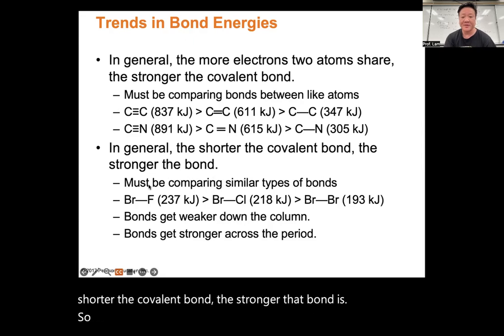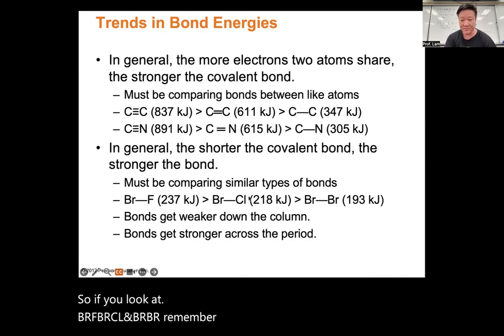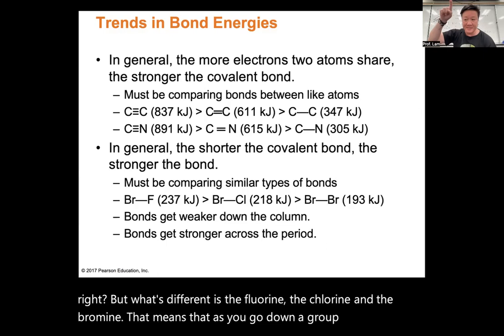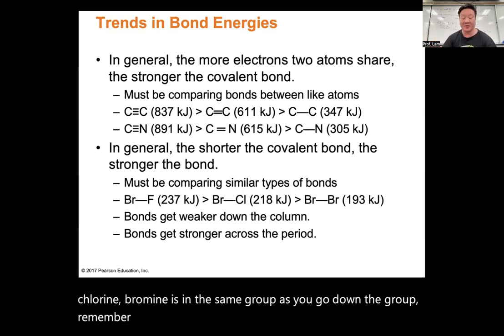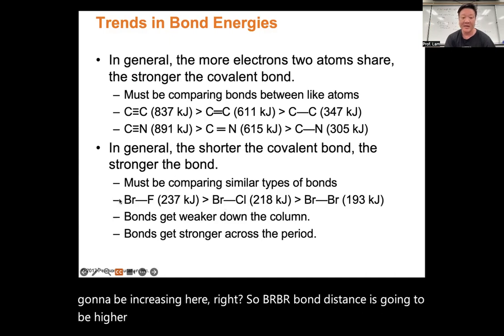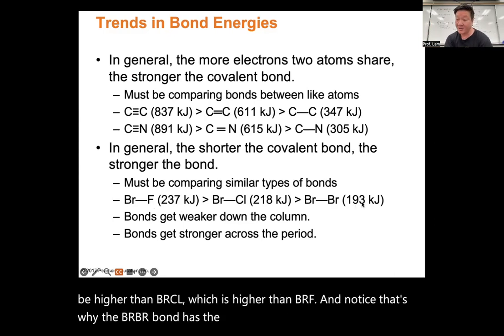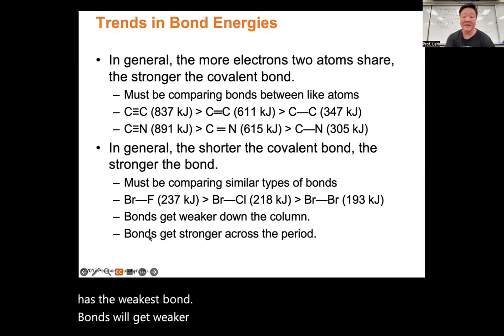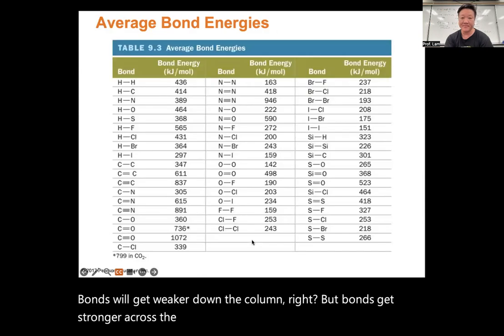If you look at Br–F, Br–Cl, and Br–Br, remember that in each case there's a Br, but what's different is the fluorine, the chlorine, and the bromine. That means as you go down a group (fluorine, chlorine, bromine are in the same group), the atoms get larger, and so the bond distance is going to be increasing. So the Br–Br bond distance is going to be higher than Br–Cl, which is higher than Br–F. And notice that's why the Br–Br bond has the lowest bond energy, because it has the weakest bond. Bonds will get weaker down the column, but bonds get stronger across the period. That's how it goes.